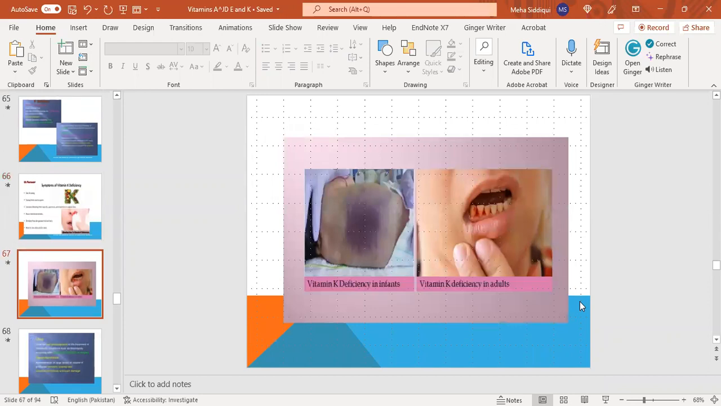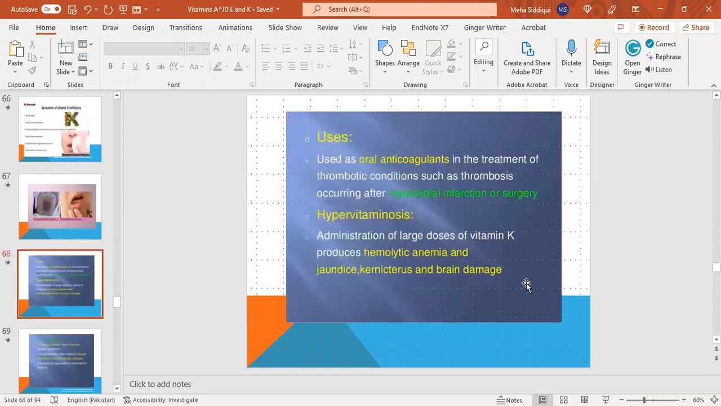This is a picture again to show vitamin K deficiency. It presents as bruises in infants, and this is the picture showing bleeding gums in infants, or in adults, due to vitamin K deficiency. So vitamin K antagonists are used as oral anticoagulants in the treatment of thrombotic conditions such as thrombosis occurring after MI or surgery. Hypervitaminosis is due to administration of large doses of vitamin K, and it presents as hemolytic anemia, jaundice, kernicterus.